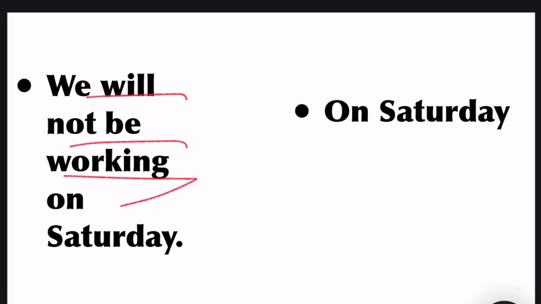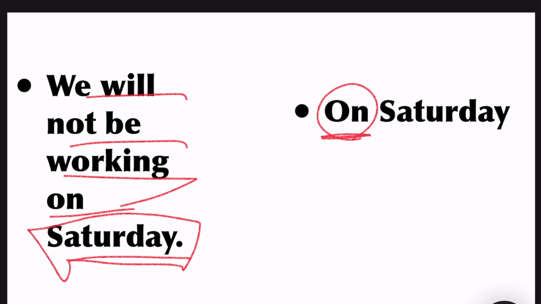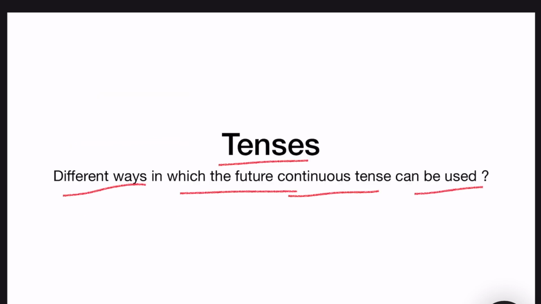We will not be working on Saturdays. When you are talking about days, use the preposition on. We have to use on before days. We will not be working on Saturdays. For sure, we will not be working. So, when you are sure that a particular action is going to happen in the future for a short period of time, you have to use future continuous tense.